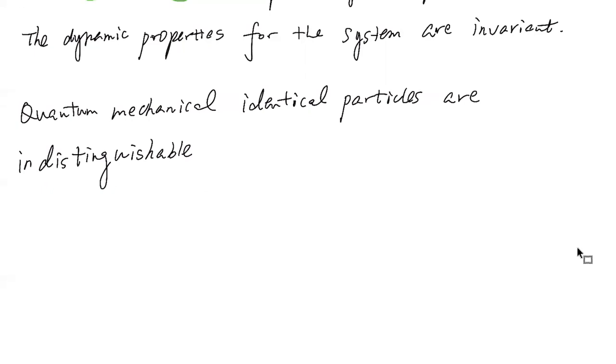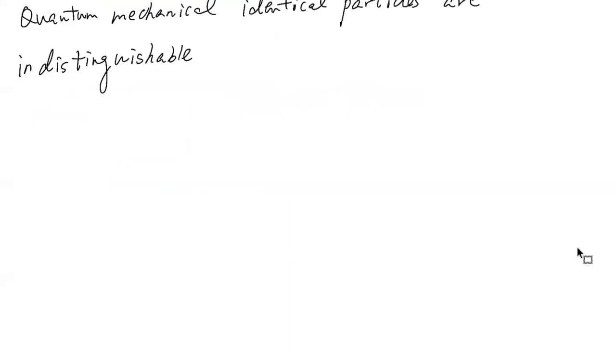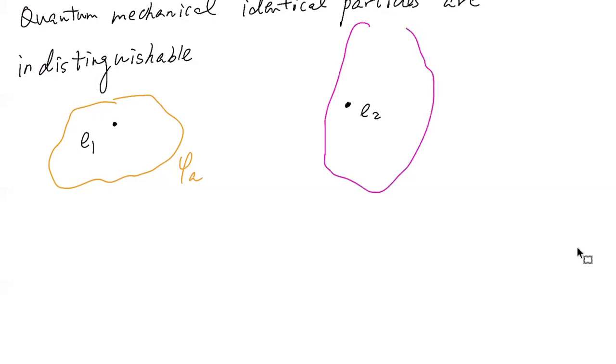That's the violation of the uncertainty principle. And more fundamentally, identical particles are not distinguishable. Suppose you have an electron 1 here, and we have an electron 2 here. Well, electron 1 can be described by orbital phi A or phi 1. Electron 2 can be described by another orbital, phi B or phi 2.